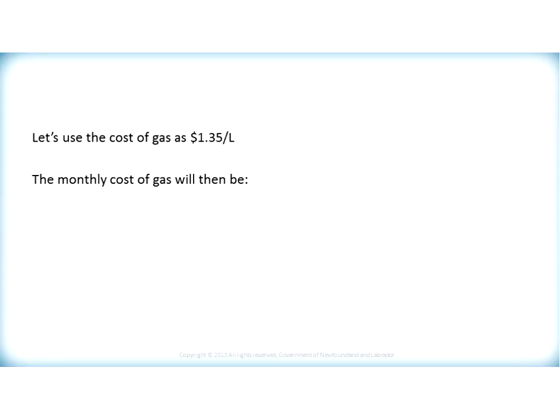So the monthly cost of gas will then be, we have 134 liters, recall, every month. 134 liters times $1.35 per liter gives us a total of $180.90 roughly every month. And these are rough estimates. They're not exact numbers. So it's about $180, $181 will be spent every month on gas.